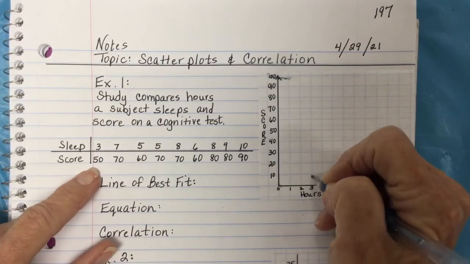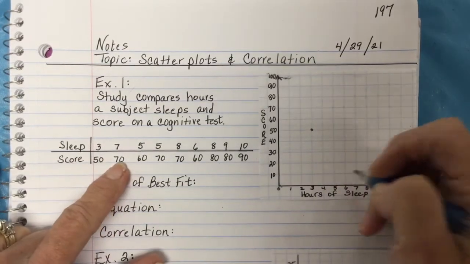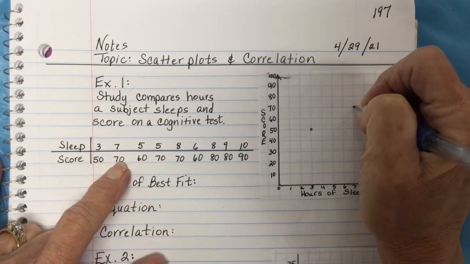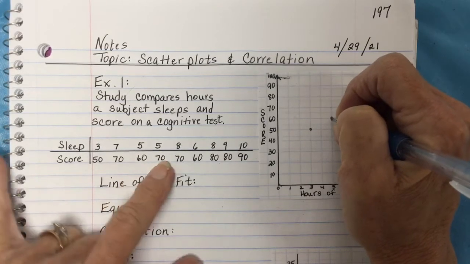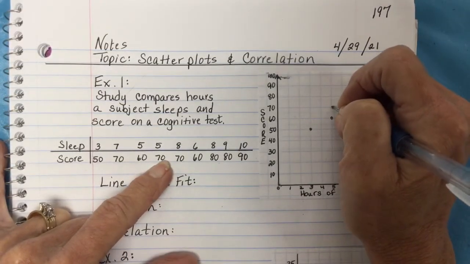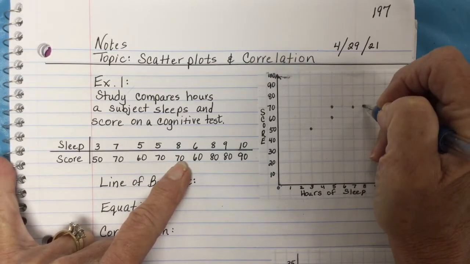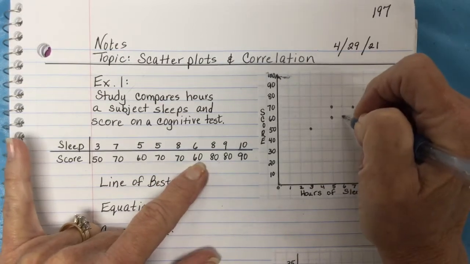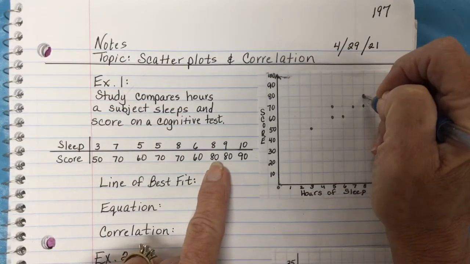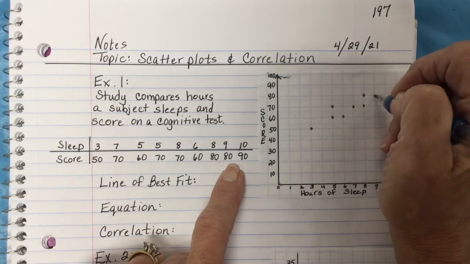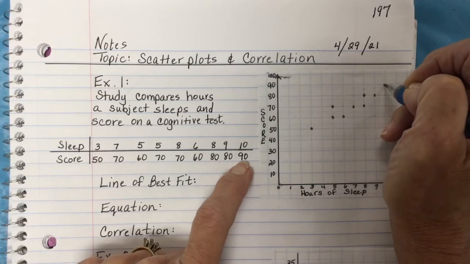All right, so the first one's 3 hours and they got a 50 on the cognitive score. The next one, they slept 7 hours and their score was 70. 5 hours was 60. Another person said 5 hours, but they had 70 on their test. 8 hours was 70. 6 hours was 60. Another person said 8 hours and their score was 80. Someone said 9 and their score was 80. One person said they slept 10 hours and their score was 90.